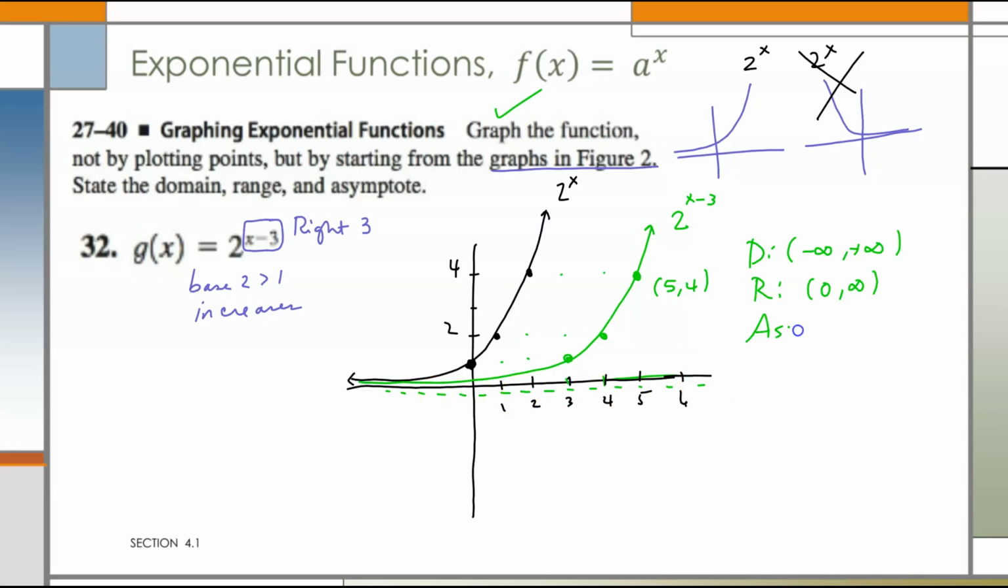So we'll do ASMY or something like that. Our asymptote is y is equal to 0. Or if you want to write x-axis, that's the same thing. Okay, that's the end of part 2.